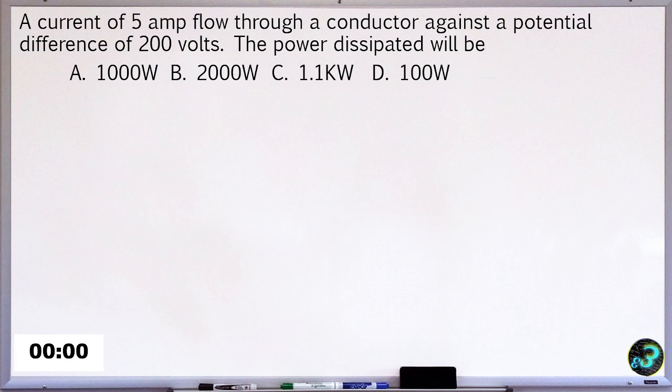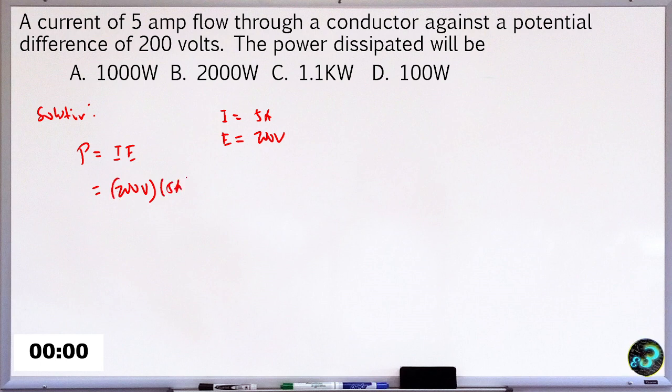Okay, so easy as pi. This is our formula for power: P is equal to I times E. Our given current is 5 amperes and the voltage is 200 volts. So we have 200 times 5, which is equal to 1000 watts. The correct answer is letter A.